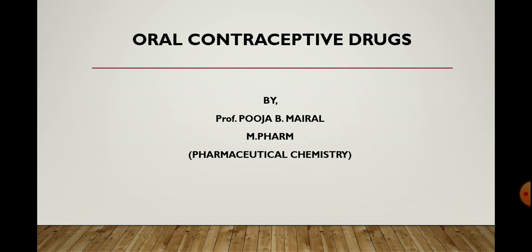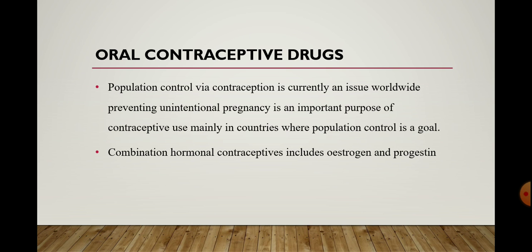So oral contraceptives are used to control unwanted pregnancy. There are two types of oral contraceptive. First is the combined oral contraceptive and next is the progestin only contraceptive. In combined oral contraceptive, the combination of estrogen and progestin is used, but in progestin only contraceptive, only the progestin is used and not estrogen.